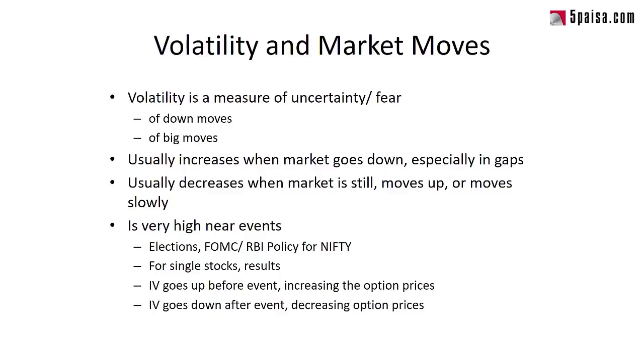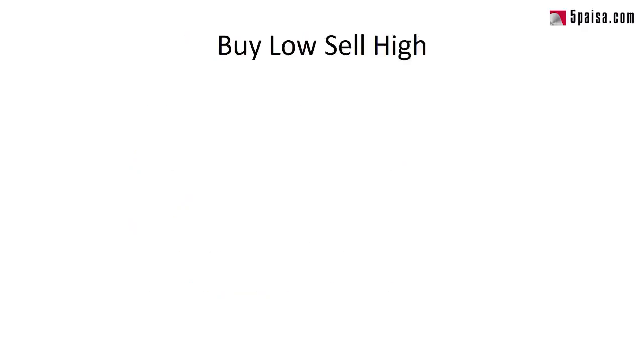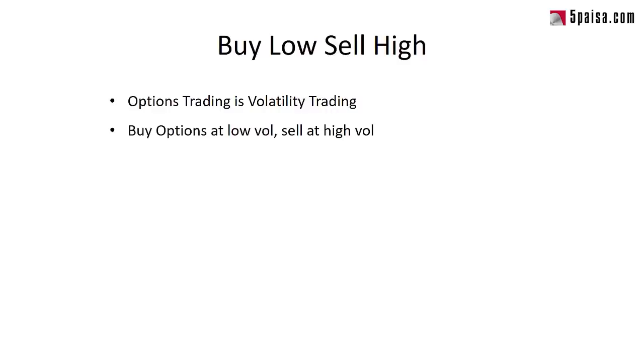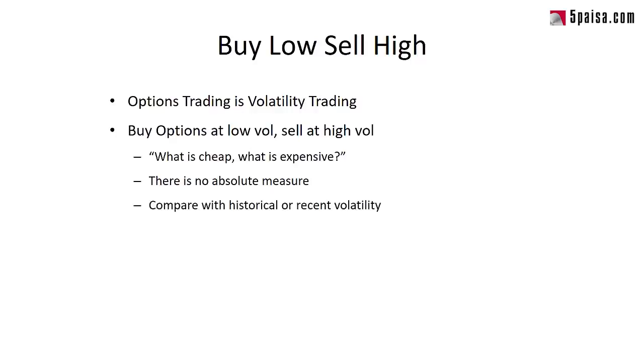Now we come to the most important question: how do you make money trading vols? By now we know that option trading is basically volatility trading, if you're delta neutral, but we'll come to that later. So ideally you should buy options at low vols and sell them at high vols. But then the question remains, what exactly is low vol and what is high or expensive vol? Unfortunately, there's no absolute measure to this. The only meaningful way to decide whether IV is cheap or pricey is by taking into consideration historical IVs and market moves.